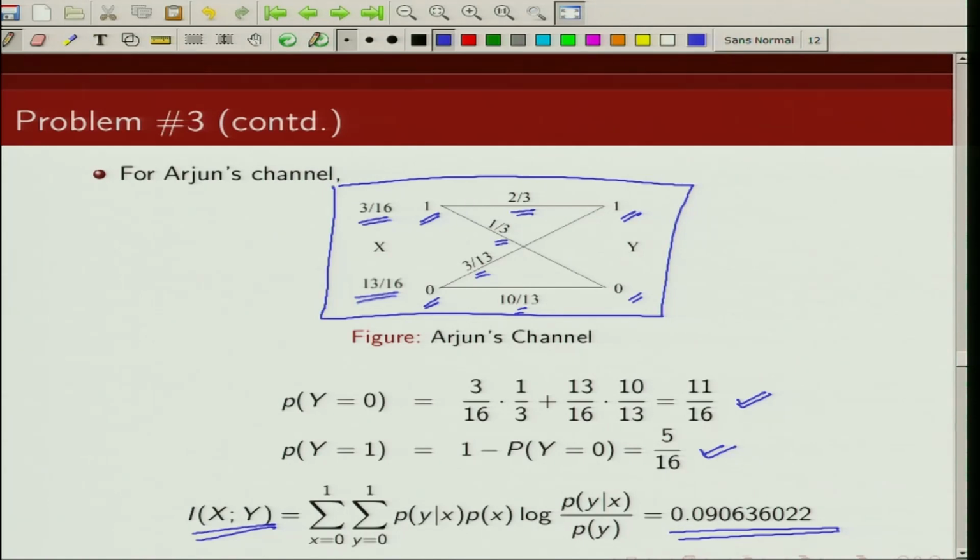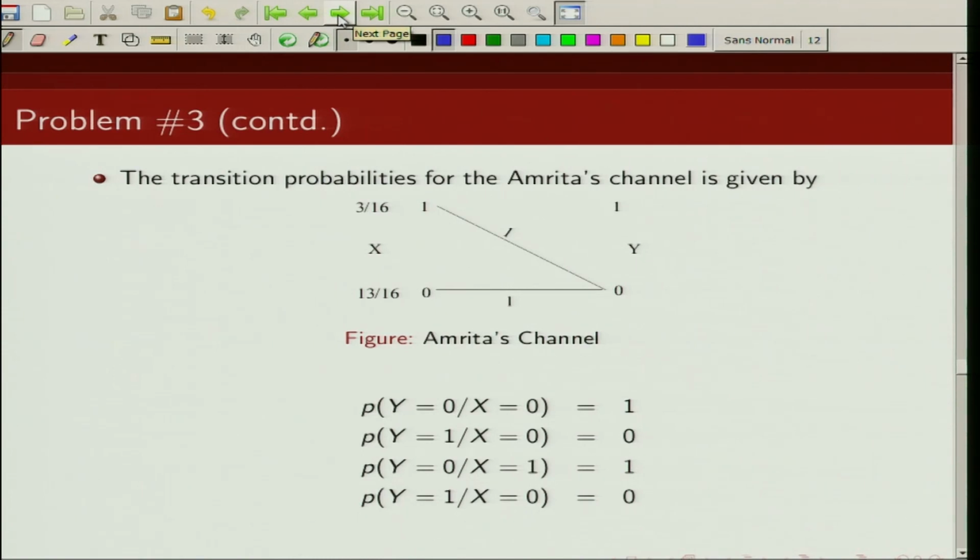Now let us look at Amrita's channel. Now what does Amrita's channel do? Amrita's channel always predicts no rain. So no matter whether actually there is rain or no rain, Amrita's channel always predicts there is no rain. Remember, y denotes the predicted value, x denotes the actual weather. So this is Amrita's channel.